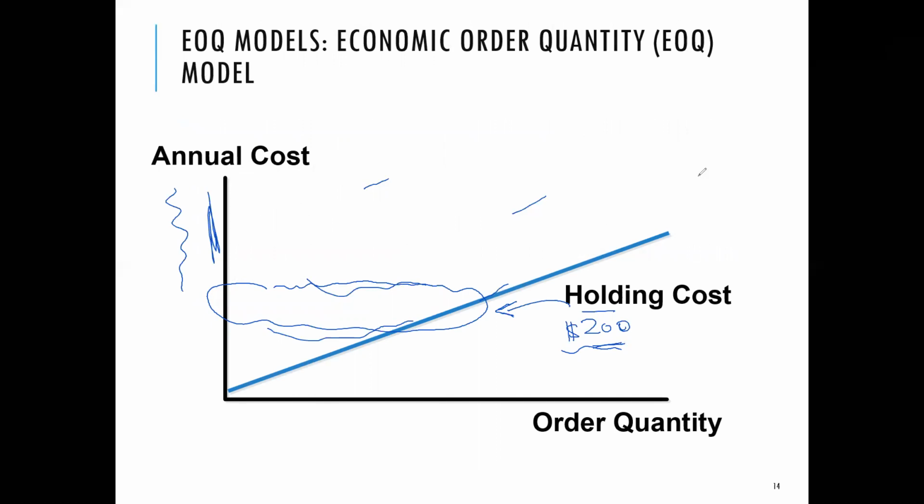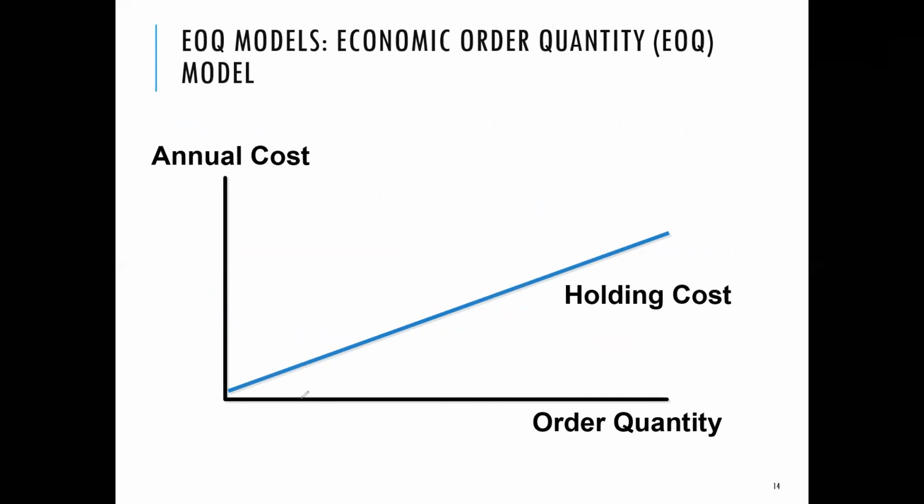this relationship. So let me first place the drawings. The more quantity you hold in stock, the higher will be your holding cost. Again, we have two axes: order quantity on the x-axis and cost on the y-axis. The more inventory you hold in stock, the higher will be your holding cost, so it's a directly proportional relationship.